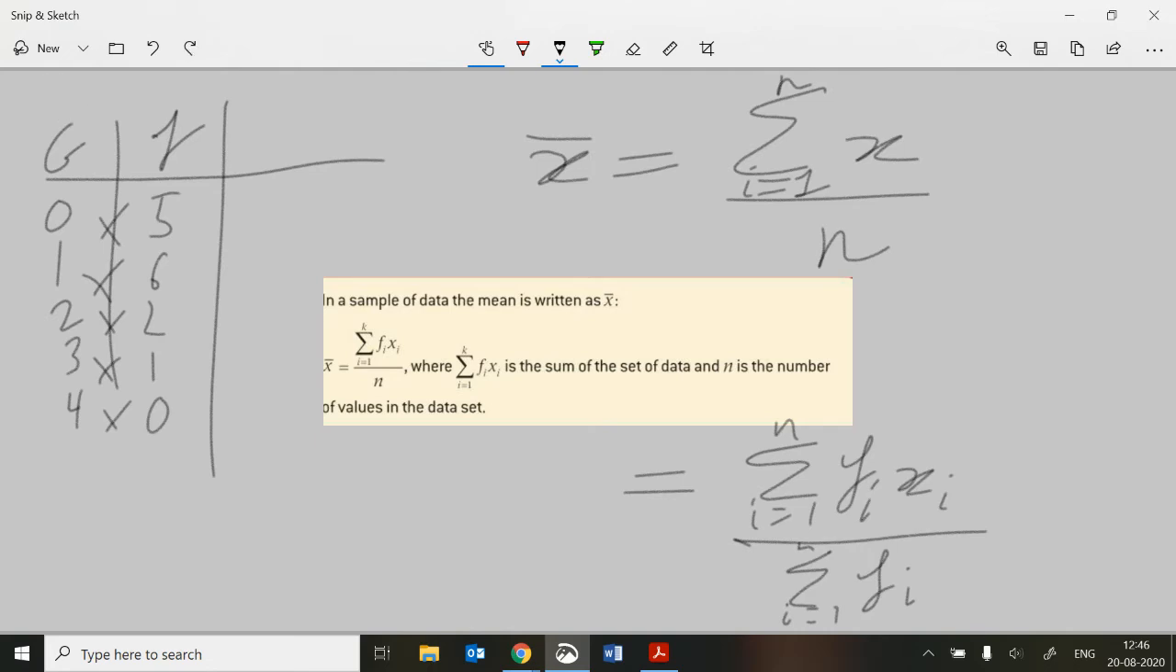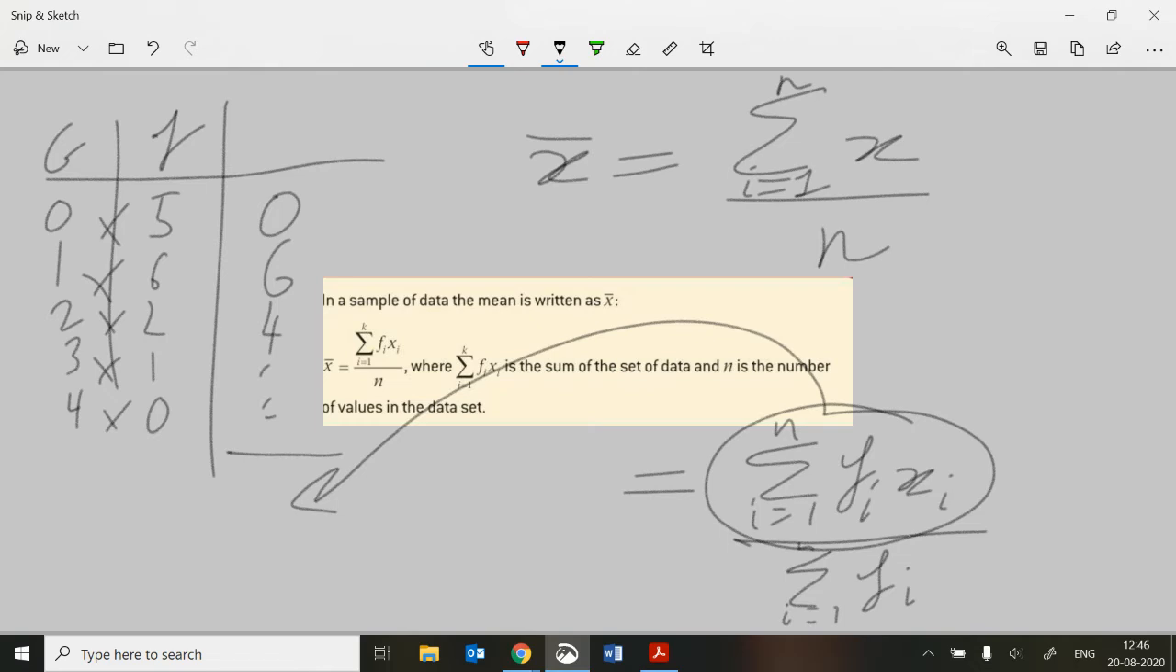If you multiply those across, you'll get no goals added here from these 5 matches, 6 goals added here, 4 goals added here, and so on. If you add all of these up, you'll have the total number of goals, and that's this thing here. If you add your frequencies up, that's this thing here. And then you do a division of the two. So you're probably used to doing this from a table.